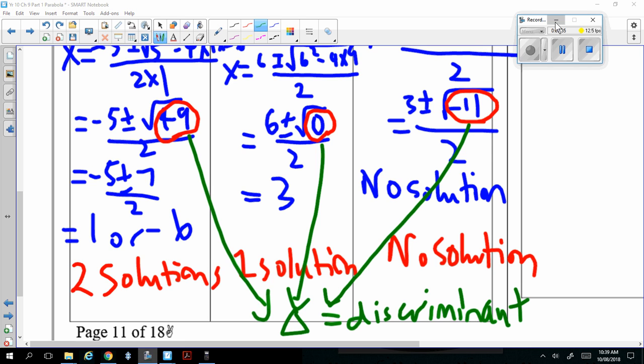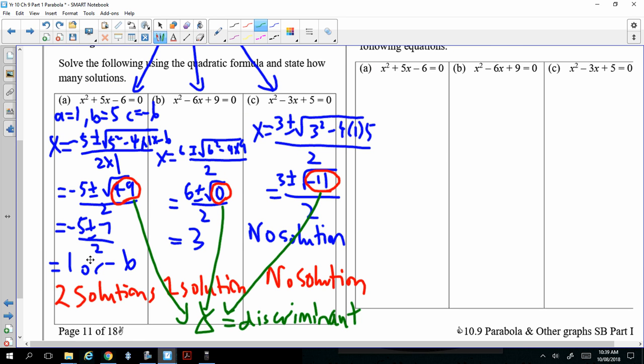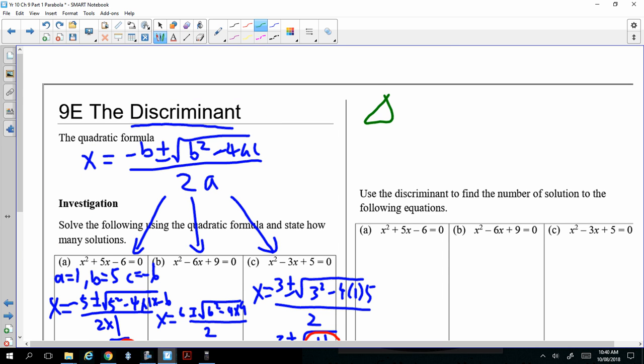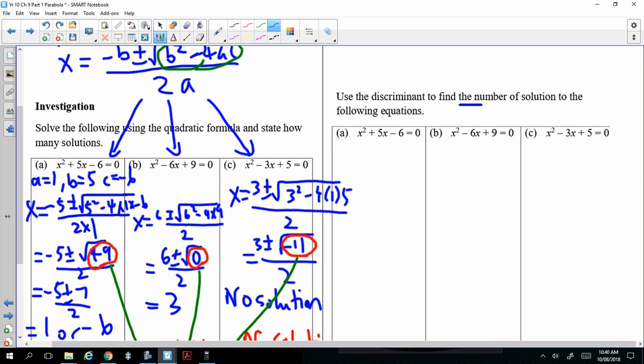Okay, so now we have a formula for discriminant which discriminates between 2 solutions, 1 solution, or no solutions. So let's write it here. Discriminant is b squared minus 4ac, the stuff inside the square root. That's called the discriminant, which has the symbol delta in Greek. And then instead of doing all of this, I could just use the discriminant to determine the number of solutions.